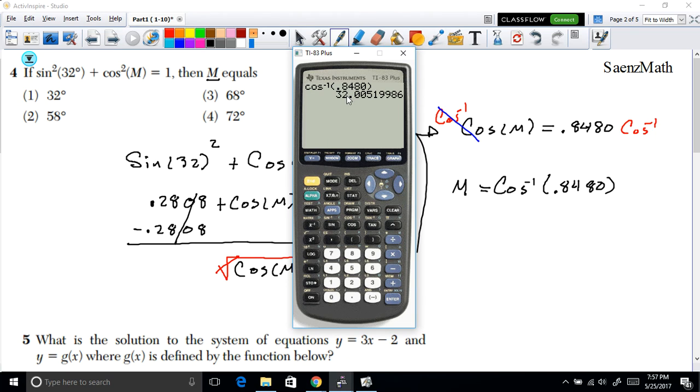You will see here that we have 32.00, which is pretty close to option 1, which is 32. Now again, we're not getting the exact answer because here, instead of writing the whole number, I just wrote 4 decimal places, so we're getting an approximation, which is exactly right here, 32 degrees. So that means that m is equal to 32 degrees. Perfect.